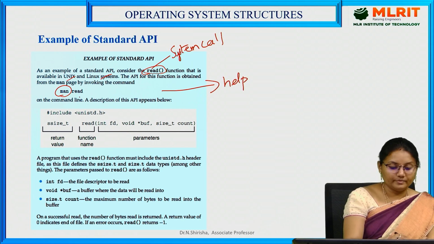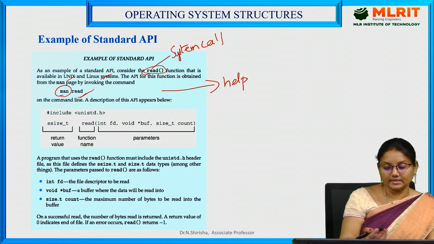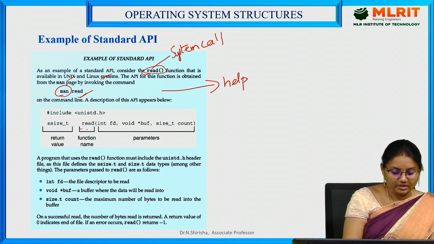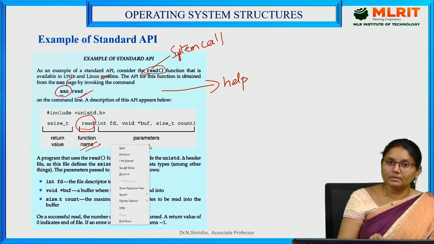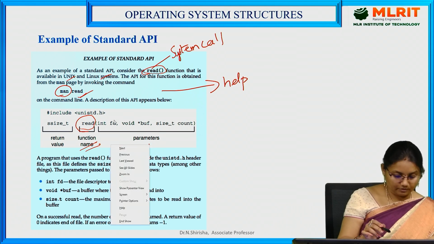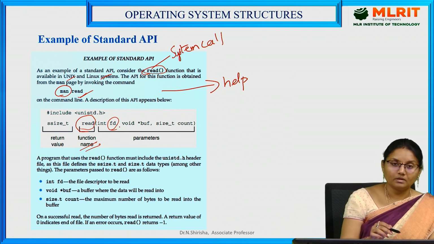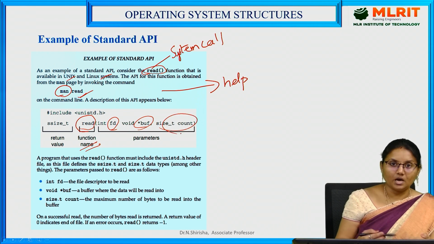Man read means what is the read operation, which can be given by help. So what is read? Read is a function. So read is a system call, that's a function name with the following parameters. What are the parameters? You have to give the file descriptor to perform a read operation. And what is its size, the buffer size, and how many times, the count. All these three are the parameters that you have to pass for read.